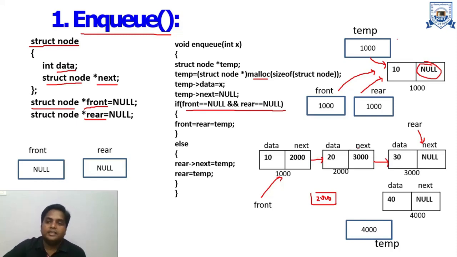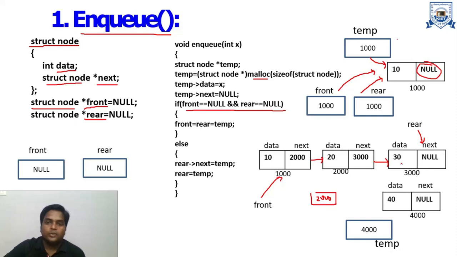In the same way, let's suppose we want to insert 30. So what we do, again took temp variable, and now this temp value will contain 30. Okay, and rear to next will be replaced by temp, that is 3000. Okay, so this is the way through which these three elements will be inserted.